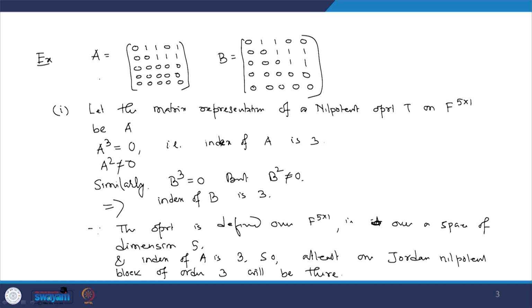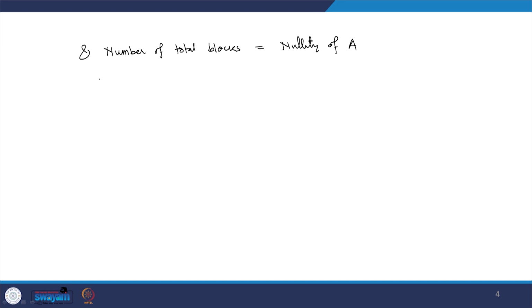See, A has two non-zero rows which are also linearly independent. Since rank of A equal to 2 implies nullity of A equal to 3. So, there will be exactly 3 Jordan nilpotent blocks in the block diagonal matrix representation of A.